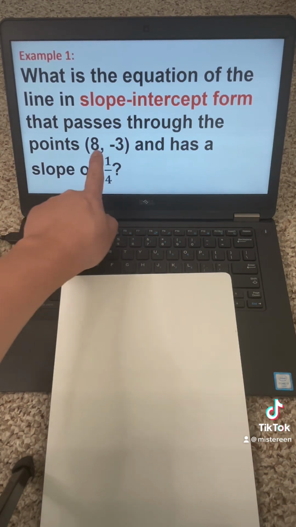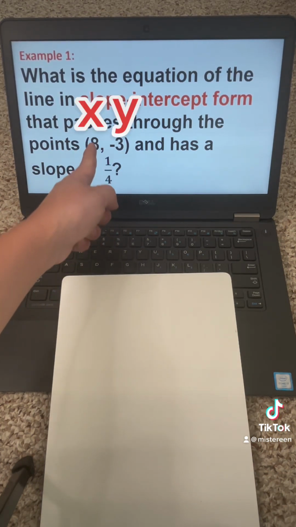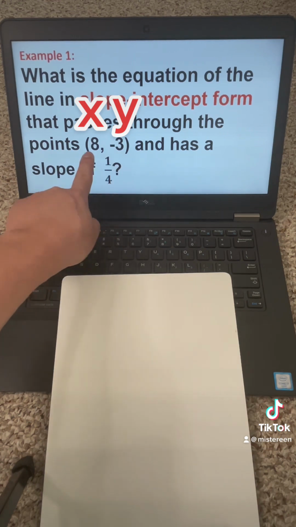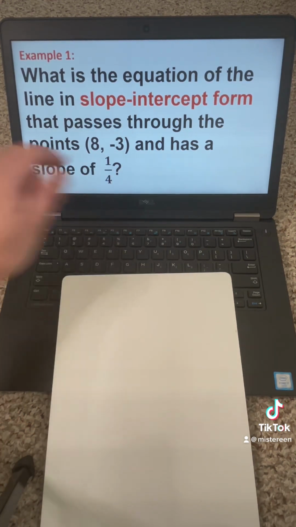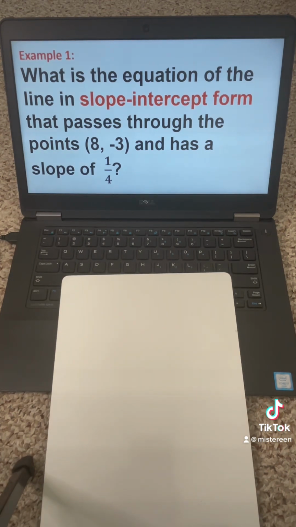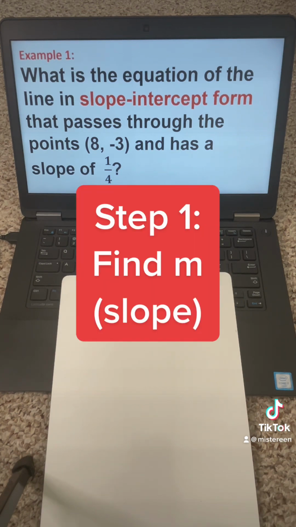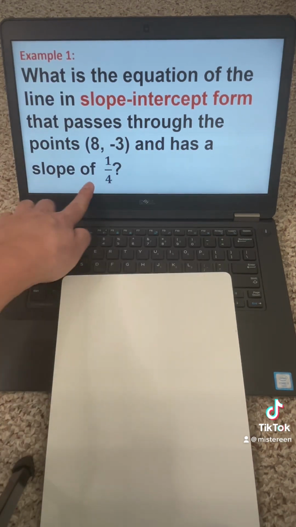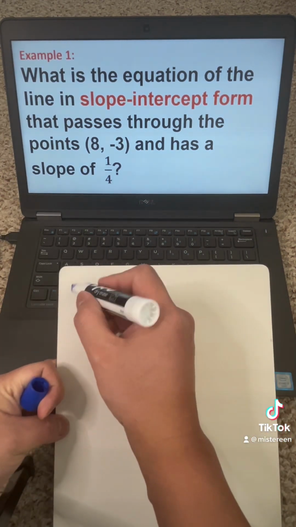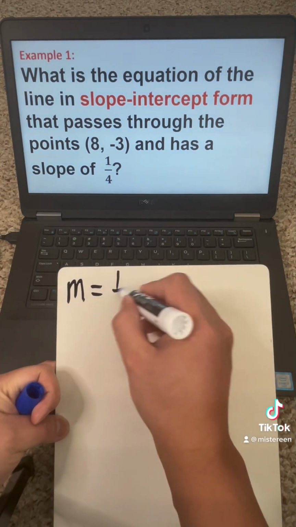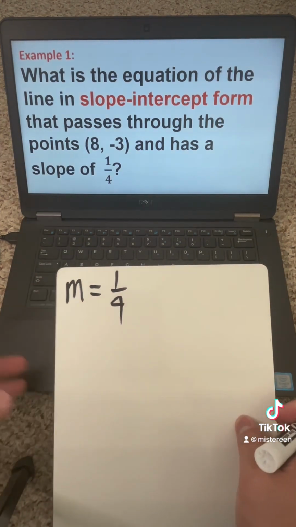So this is our point. This is your x here, and this is your y. You call it a point or an ordered pair, and it has the slope of 1/4. Remember, to make the slope-intercept equation, we need two things. Step one is we need the slope. In this problem the slope is already given, so we don't need to calculate it. We need the m, which is 1/4.